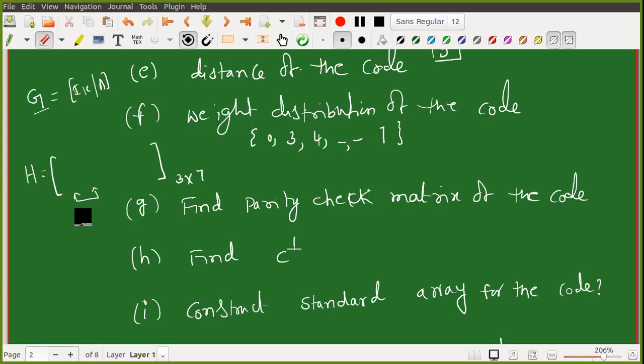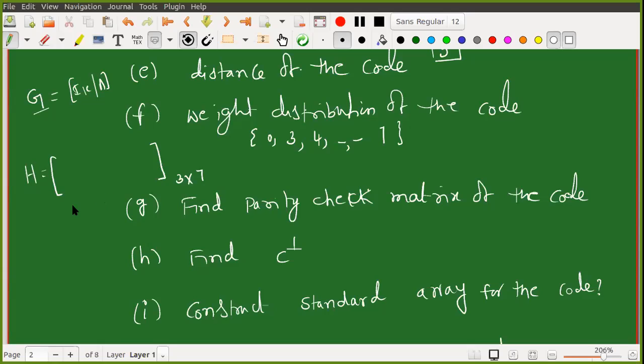So are any two columns the same here? If two columns are the same, then they are linearly dependent. Then the distance of the code is less than or equal to 2. I'll repeat: if two columns are the same, then they are dependent, and if they are dependent, the distance of the code is less than or equal to 2. But I already know the distance of the code is 3. That means no two are equal, that means any two columns are linearly independent.